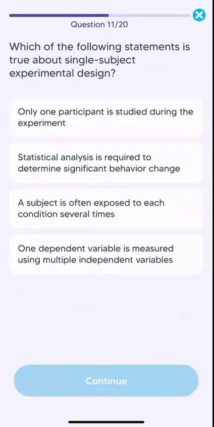Correct. Which of the following statements is true about single subject experimental design? Yes, I'm studying it now. It's a bit confusing. Could you explain it to me if you studied it? Because I can't understand it from anyone. So I will explain it to you tomorrow. Will you give me time until tomorrow? Okay.